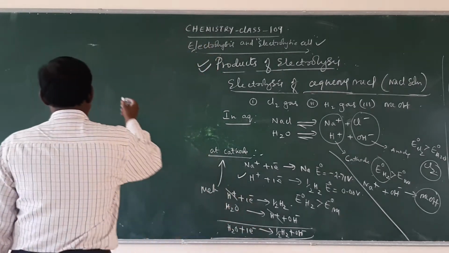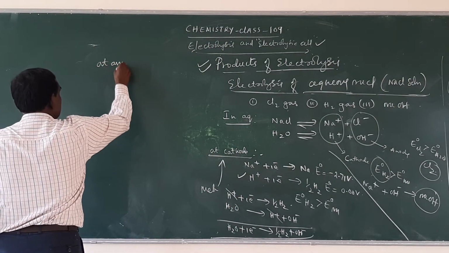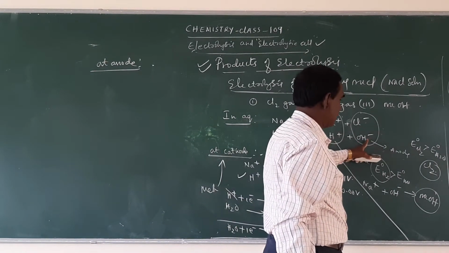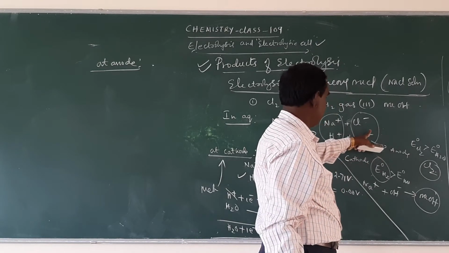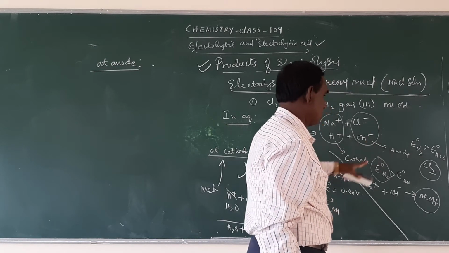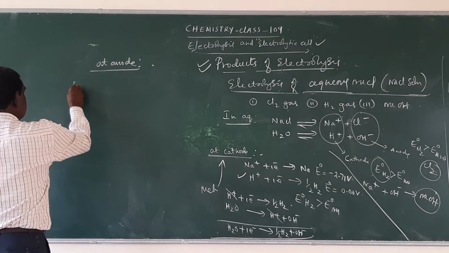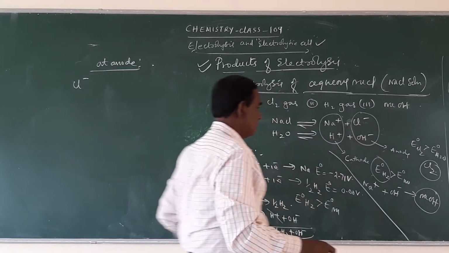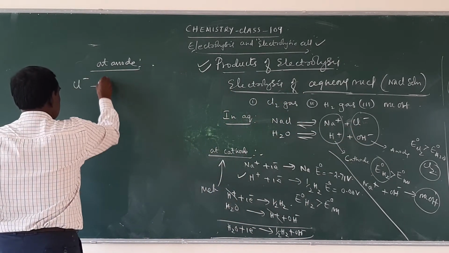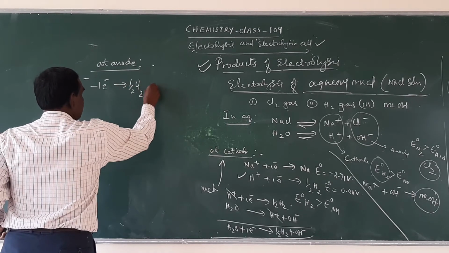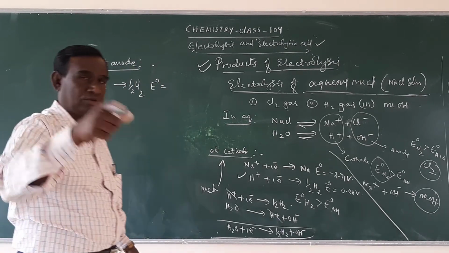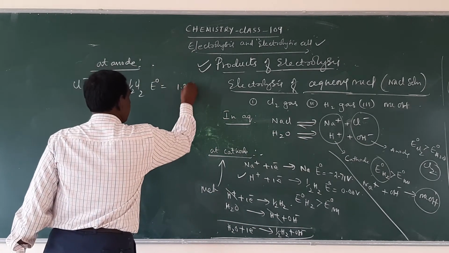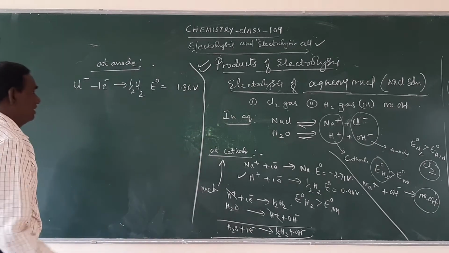So next, at the anode, what happens? Which are the two ions we have? Cl minus as well as OH minus. Here, Cl minus minus 1 electron gives half Cl2, and we can write the E0 value for that also. For half Cl2, it is plus 1.36 volts.